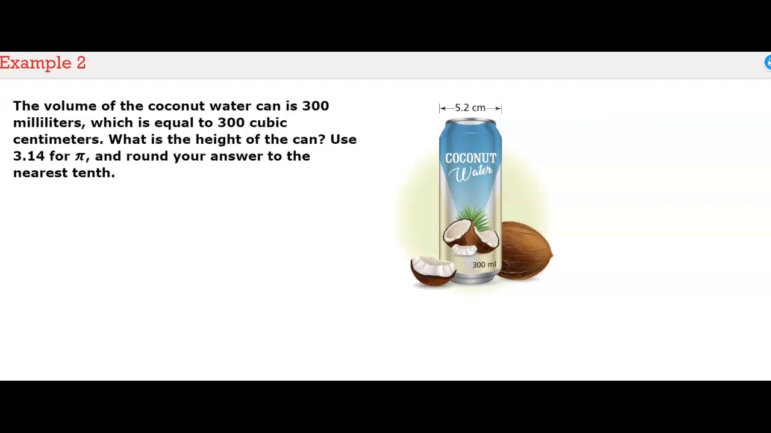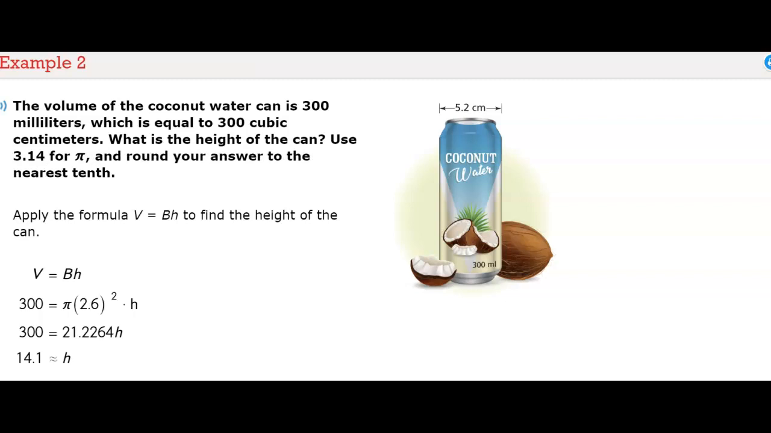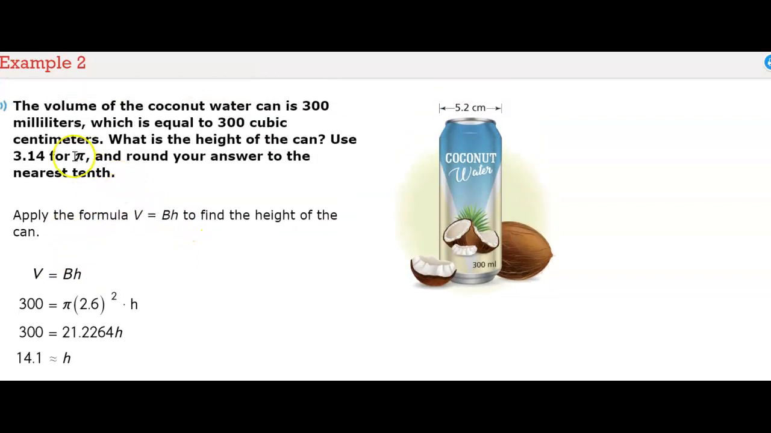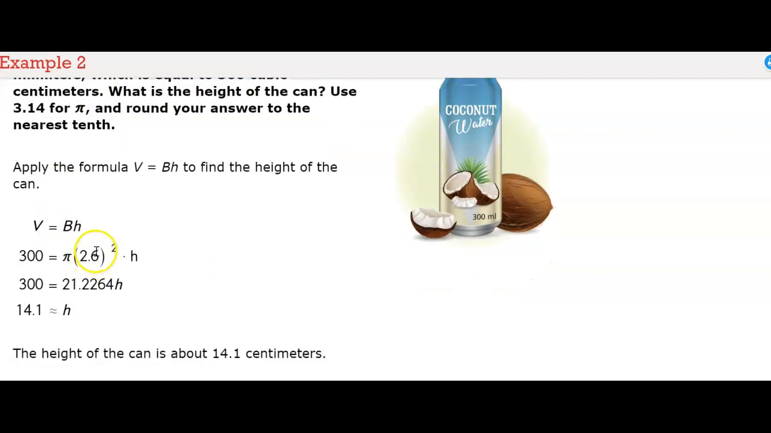The volume of the coconut water can is 300 milliliters, which is equal to 300 cubic centimeters. What is the height of the can? Use 3.14 for pi and round your answer to the nearest tenth. The formula is volume equals base times height. We have our volume, which they gave us, 300 cubic centimeters. Pi, r squared. So the pi is 3.14. And then we have our radius.